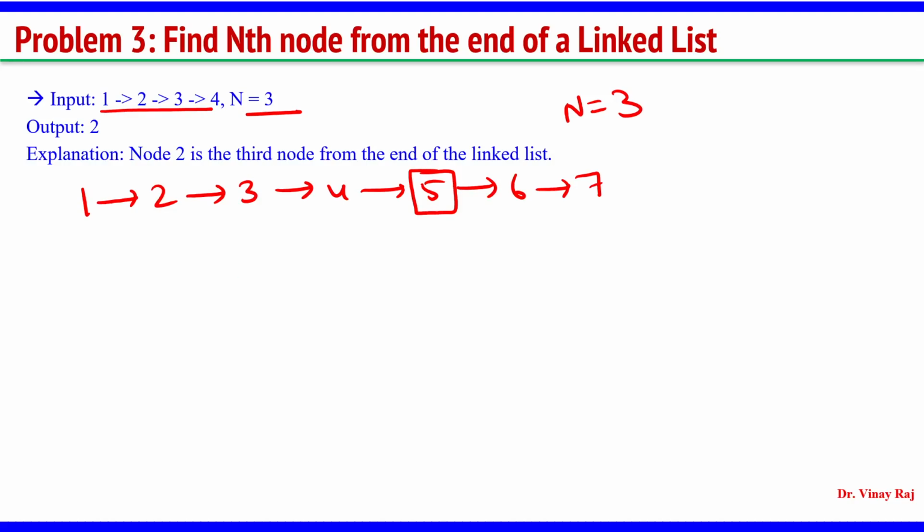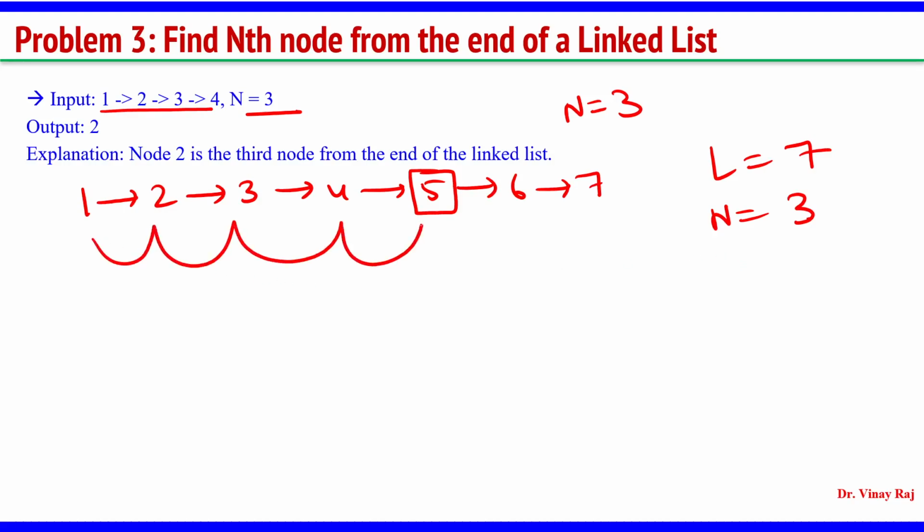Same approach again. The logic is simple. The total length is 7, and the number given is 3. So the difference is 4, so I have to traverse 4 times. Wherever I stop, that will be my third element from the end. So for that, how do we do it? Do I have to find the length first, subtract, and then traverse?